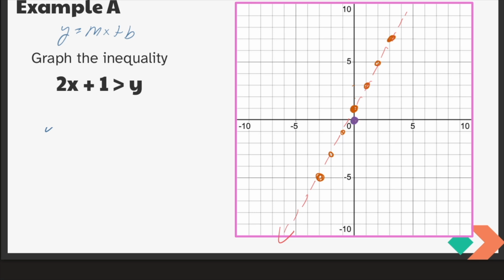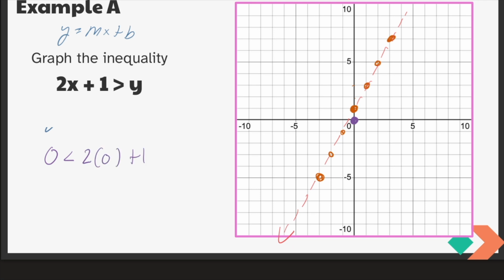So I'm going to plug in 0, 0. If it turns out to be a solution, then I know that's the side I need to shade. If it turns out not to be a solution, then I'll shade the opposite side. So let's take a look at that now. I'm going to plug in 0 for y and 0 for x and determine what we've got.